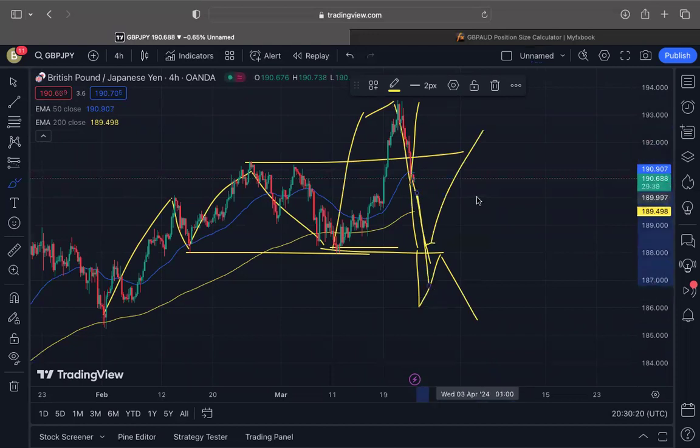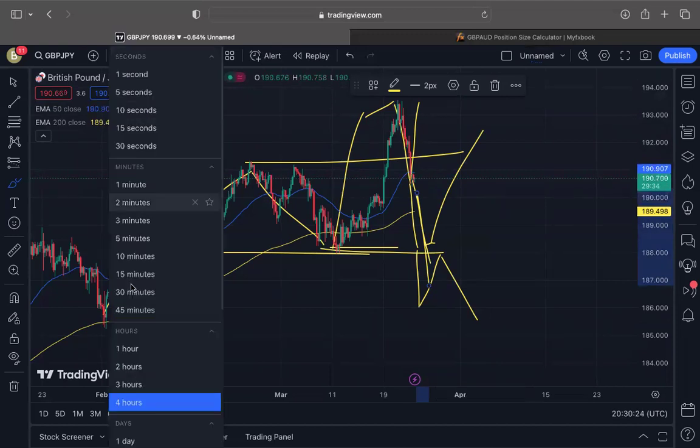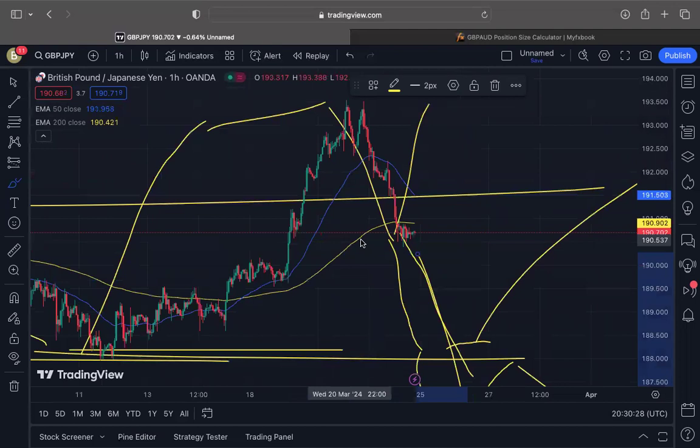So obviously, this is what I look for. I switch down to the 1 hour time frame. I wait for my confirmation, and then I follow what the market is saying. If the market breaks below, I will be selling. If the market comes into our buy zone, I'll be buying. So this is basically how I trade.